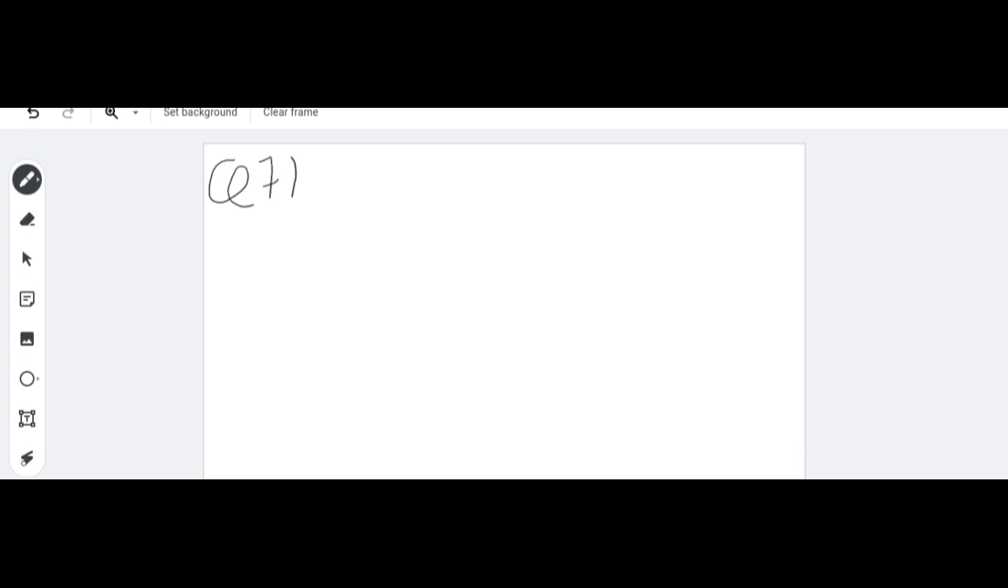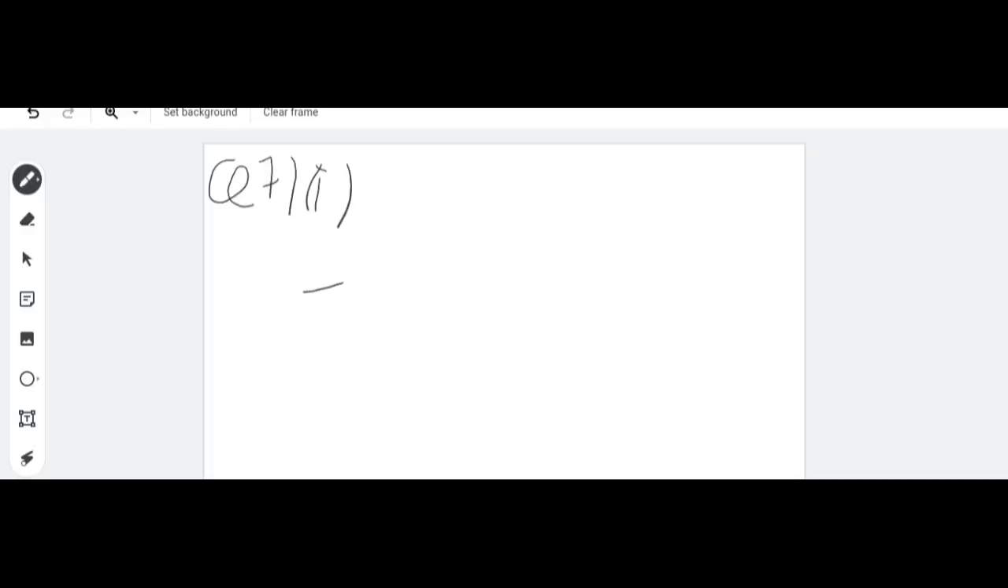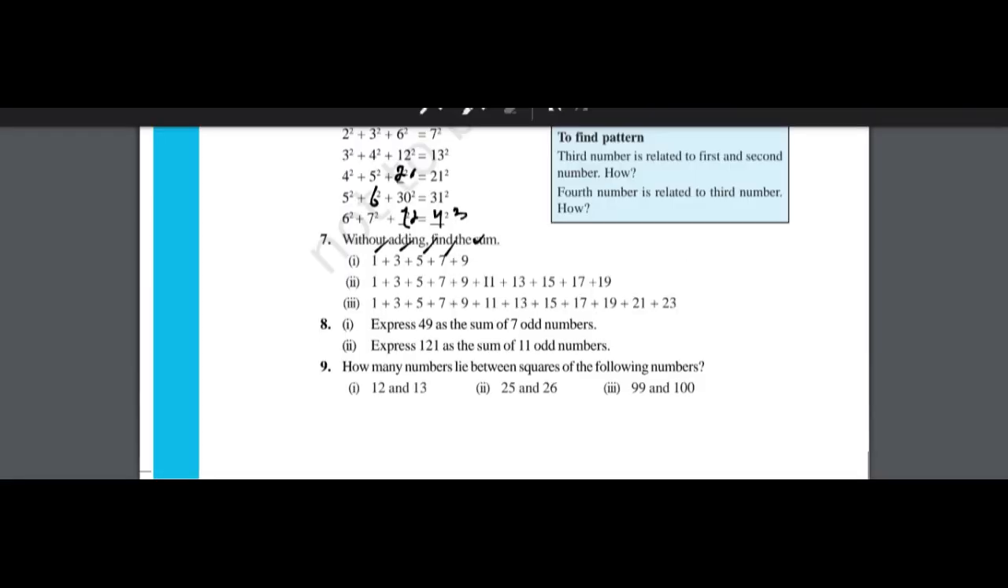This is question number 7. Let me explain. In this, you have to count all the odd digits present and you have to make a square of that number. For example, let's count. First we have 1, 2, 3, 4 and 5. 5 digits. I will make a square of 5. 5 fives are 25, and without adding I get the sum. Understood? Yeah, ma'am. Okay, how many digits do we have in the second one?